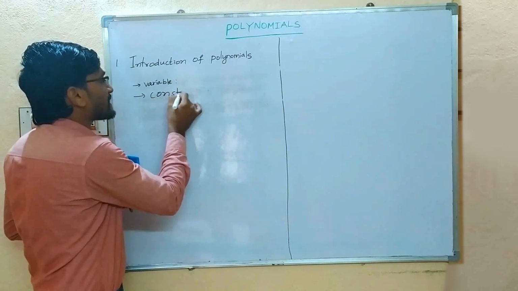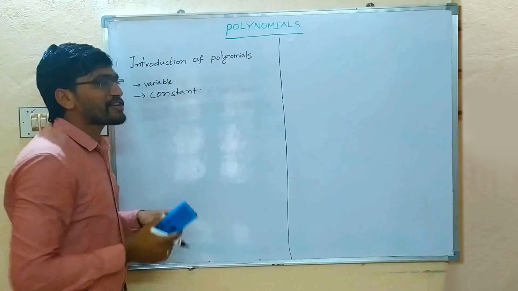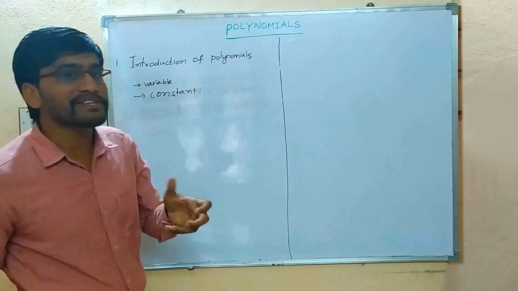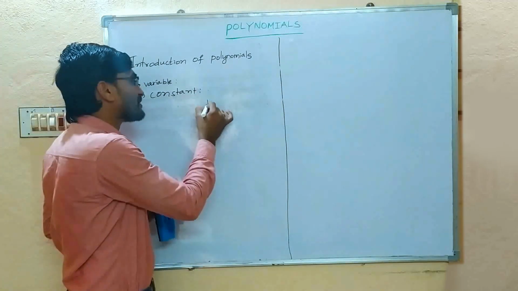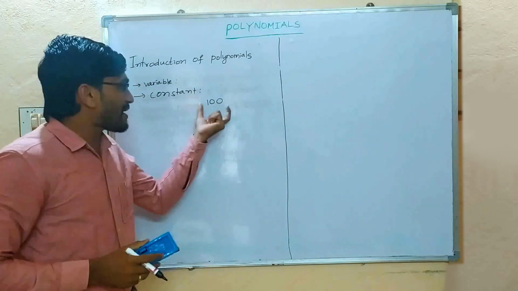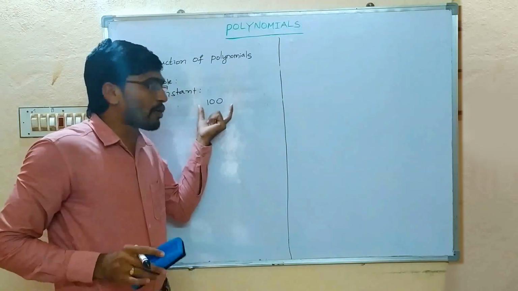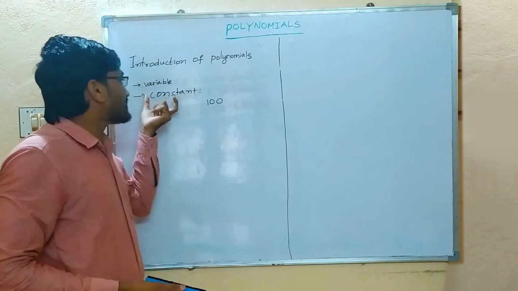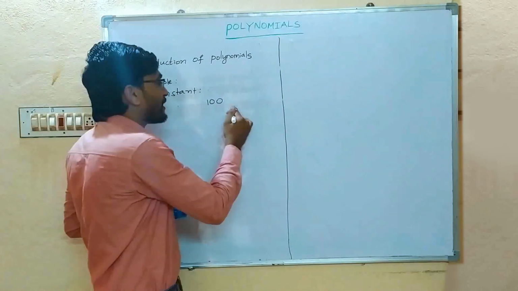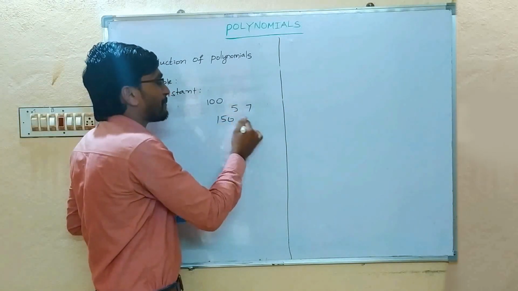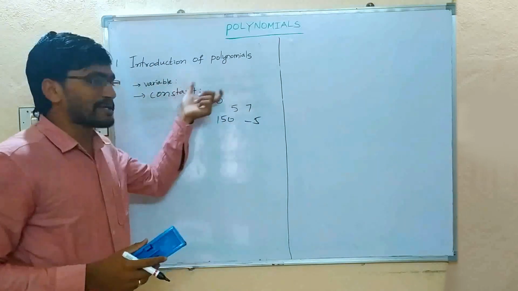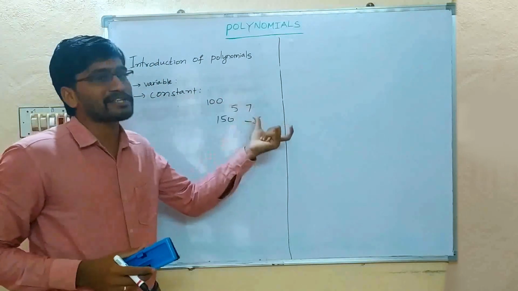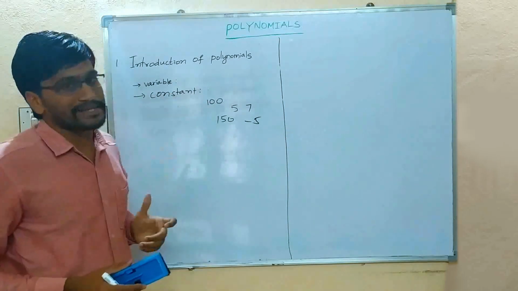What is a constant? A symbol which has a fixed value is called a constant. For suppose take 100. 100 means nothing but 100 only. 100 we can't change at any other number, so that it is a fixed value. Hence it is called a constant. Like 5, 7, 150, -5. These are all the constants. A symbol which has a fixed value is called a constant.